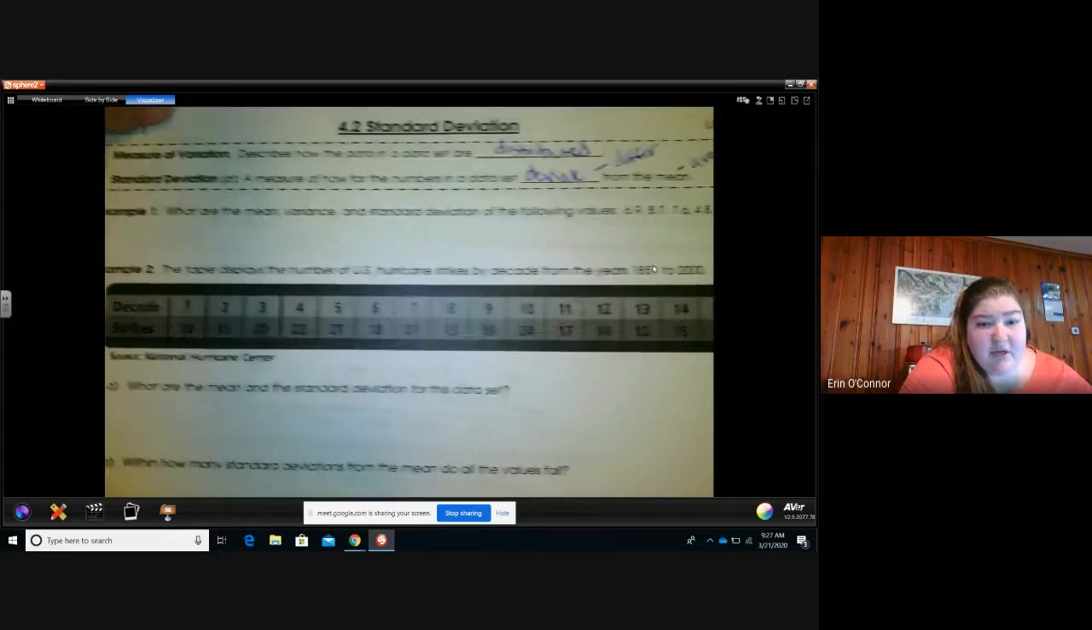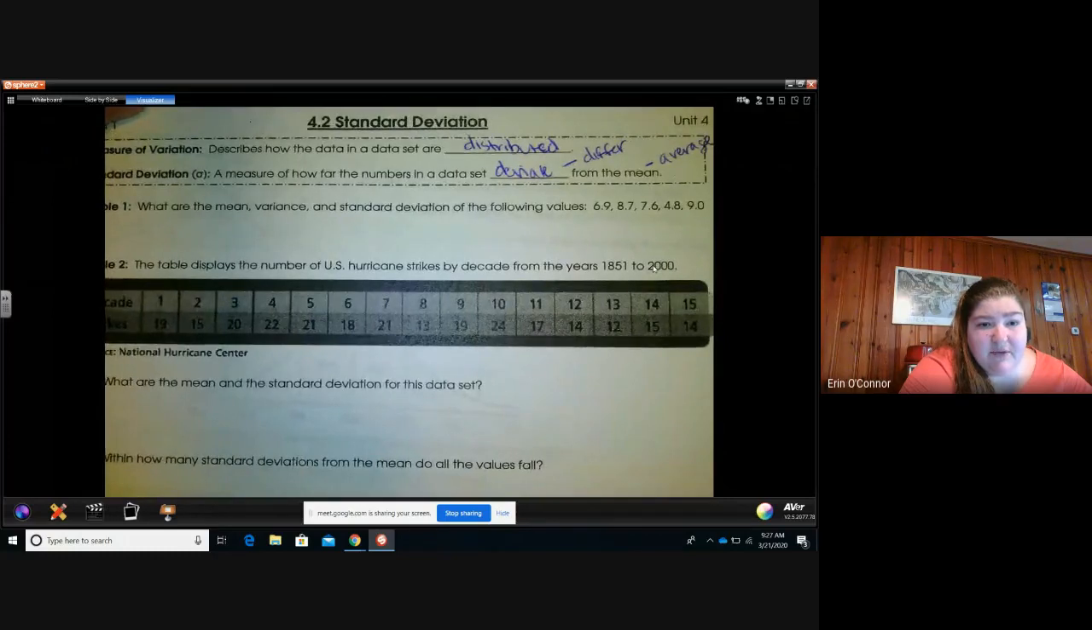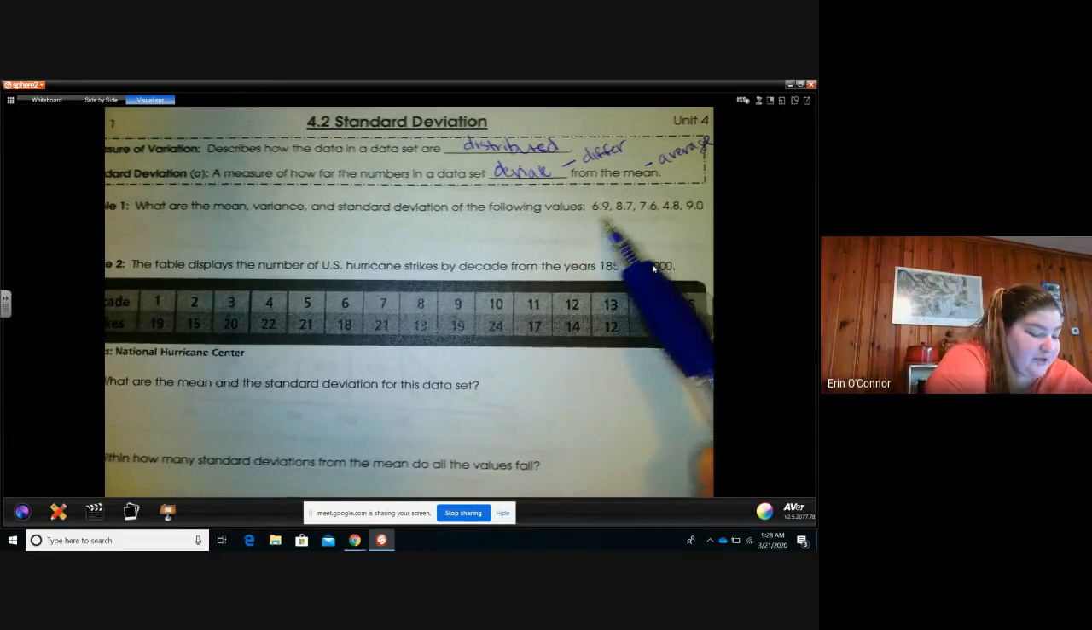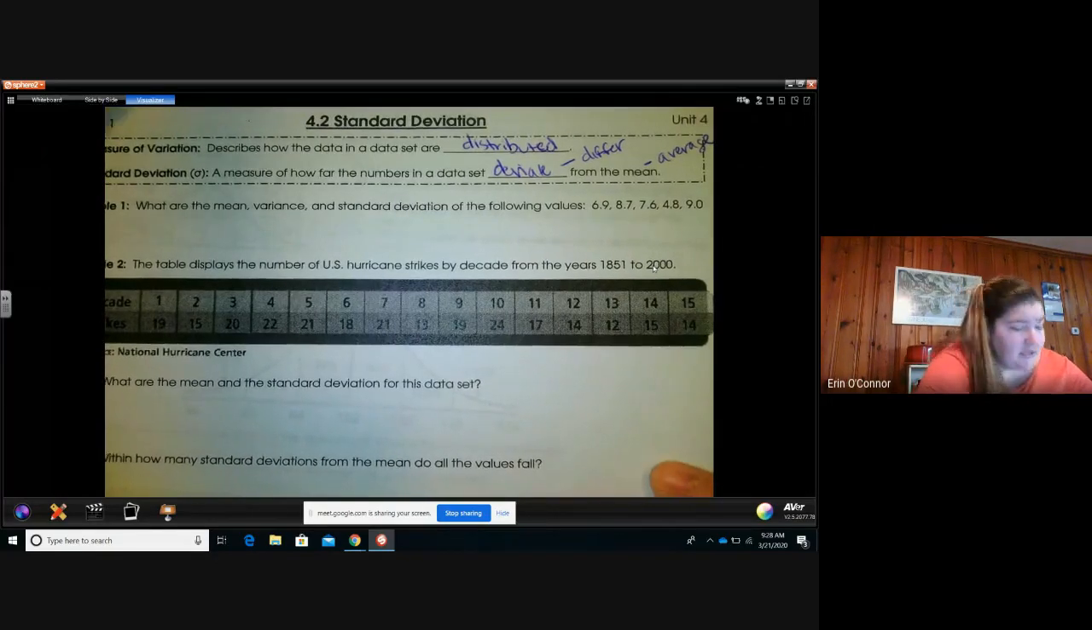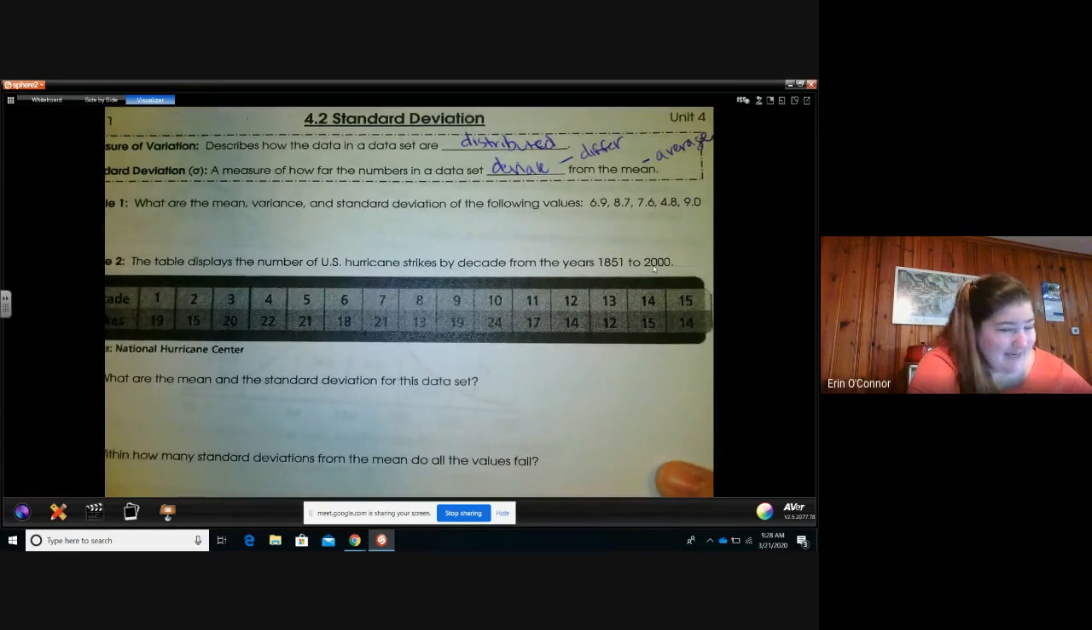So we're going to jump in with our first example. What are the mean, variance, and standard deviation of the following values? So you have 1, 2, 3, 4, 5 values up here. We're going to be putting these into Desmos because I'm going to be really honest with you. The math that goes along with this is very tedious and unnecessary when a graphing calculator can do it for you. So I'm not even going to teach the formulas behind this because it takes way too much time. And Desmos or your yellow calculator will do it for you.